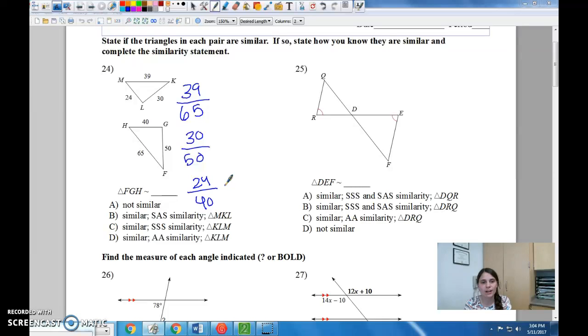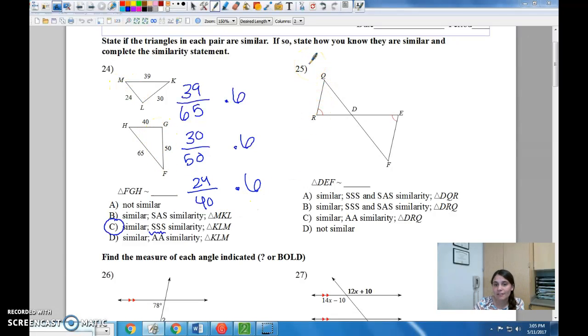So I'm going to go ahead and divide all of these. 39 divided by 65 is 0.6. 30 divided by 50 is 0.6. 24 divided by 40 is 0.6. So that means all the sides are proportional. So yes, this is similar by side-side-side, which is given right here. And this triangle KLM, so FGH, KLM goes in that same order that FGH does.